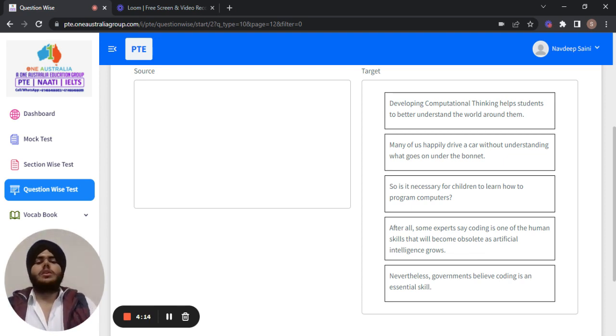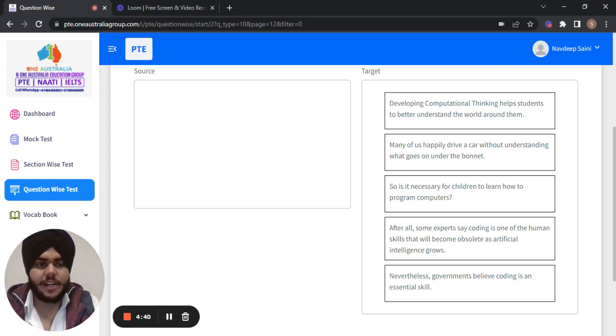Okay, so let's go through the whole thing. Developing computational thinking helps students to better understand the world around them. Many of us happily drive a car without understanding what goes on under the bonnet. I'm pretty sure that these two lines are going to go in that order, because the first line is independent. It doesn't have any ties with any line. No line is going to come before that. It's not going to make any sense.